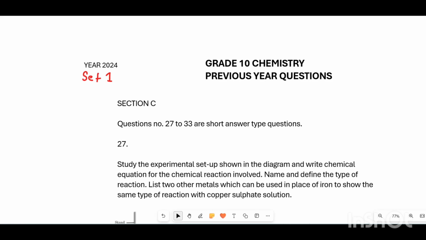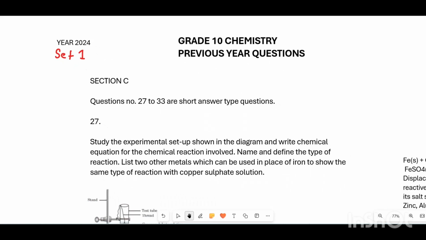So we continue with the discussion of previous year questions. So far we discussed the year 2024 set 1 question paper section A and B. Now I'm going to discuss the section C question part. Section C is a 3-mark question. So I selected the chemistry part from this question. Each question carries 3 marks.